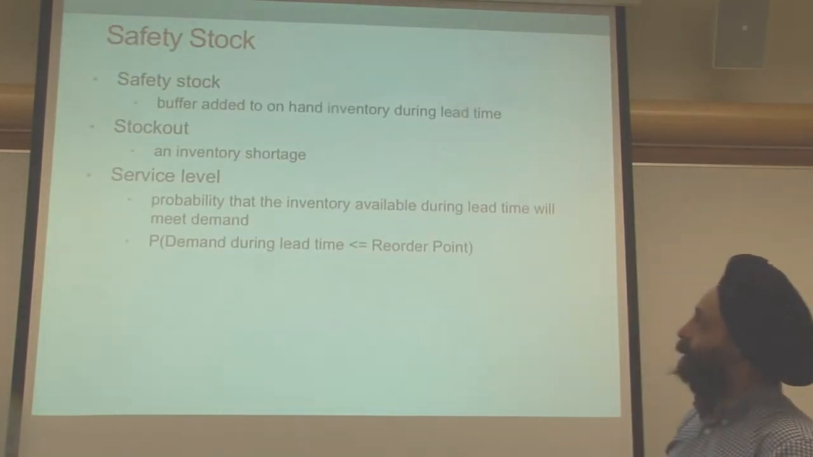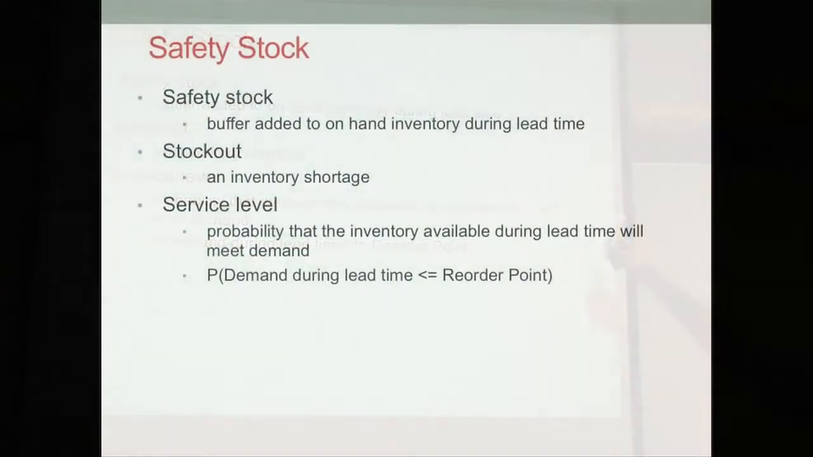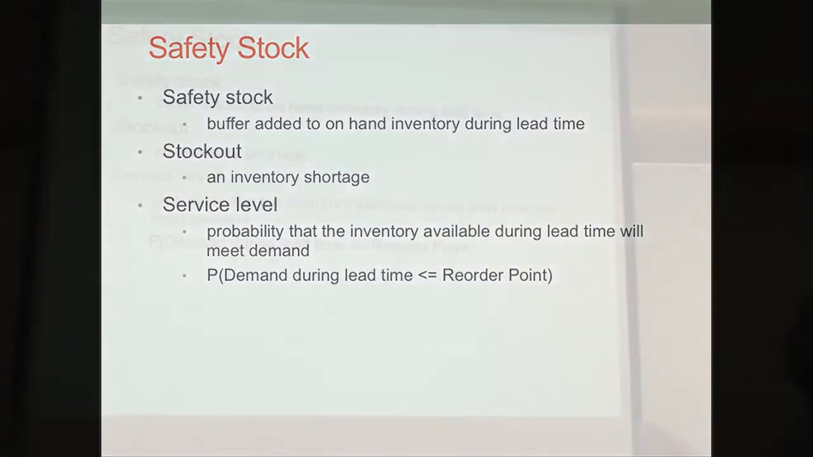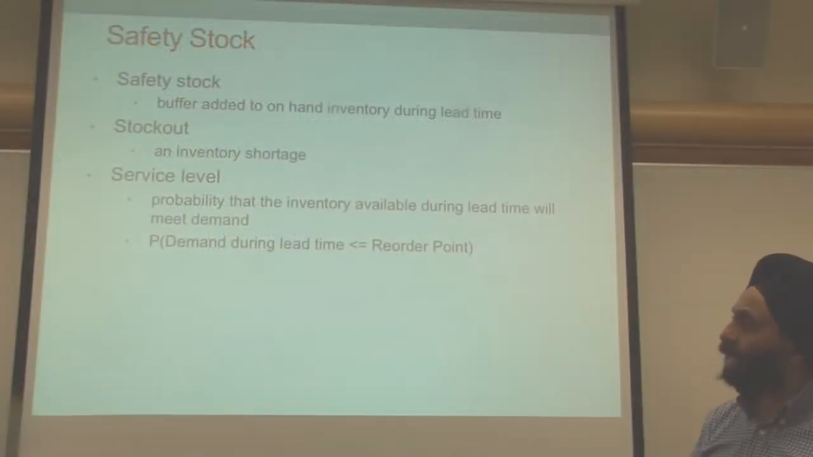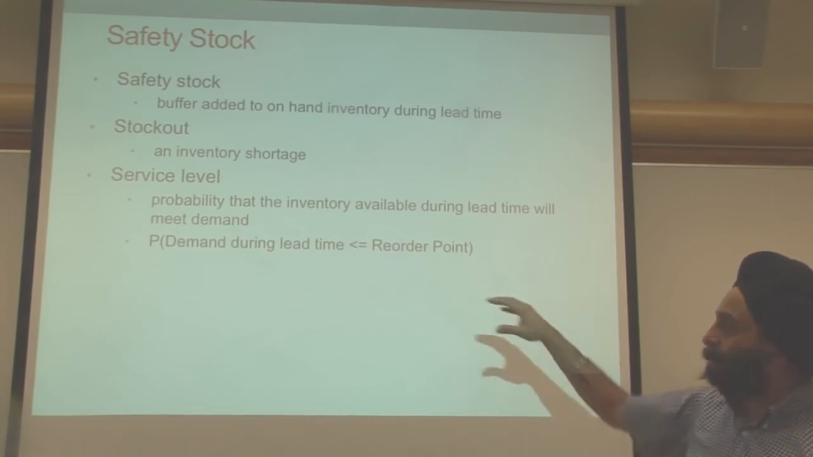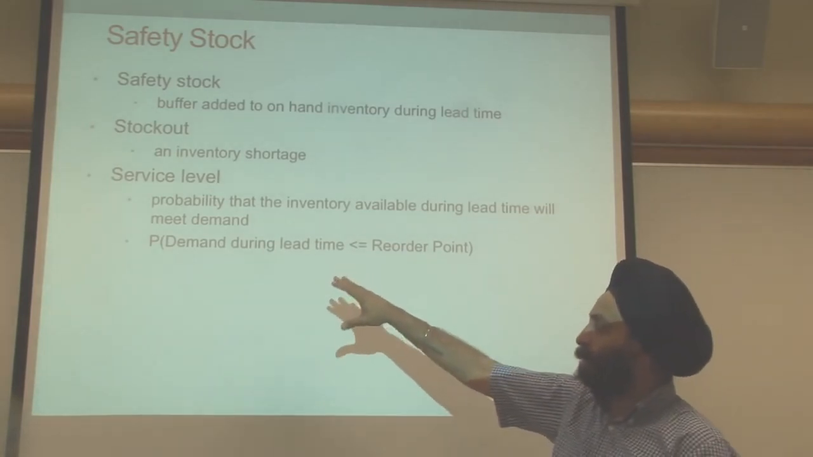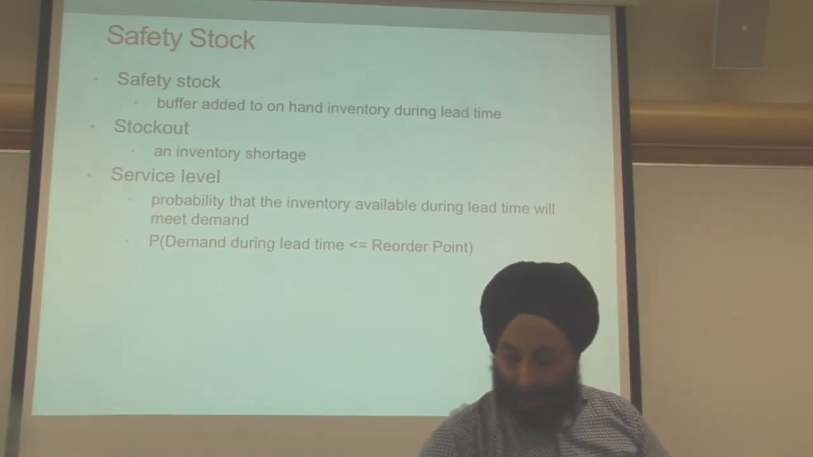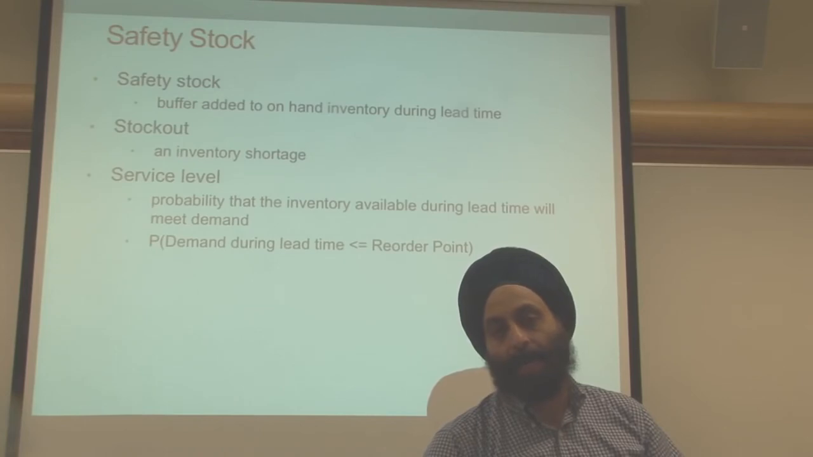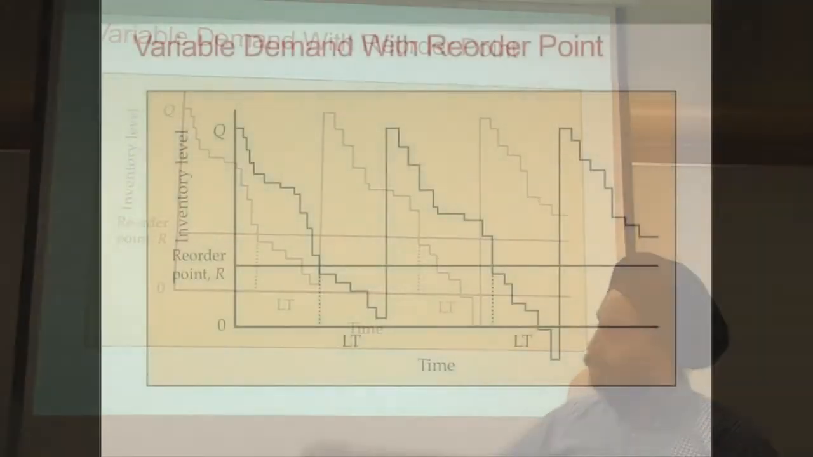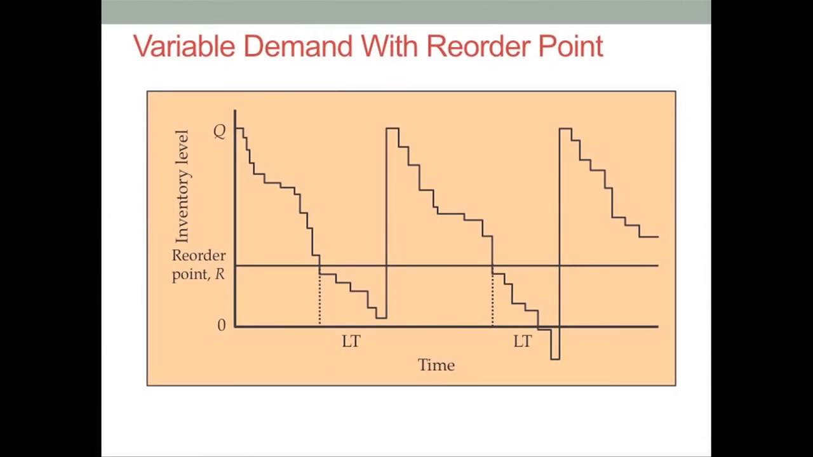Safety stock is a buffer added to on-hand inventory during lead time, as I mentioned, and a stockout is a shortage. Another consideration is the service level: the probability that the inventory available during lead time will meet demand. Typically you want the probability that demand during lead time is less than or equal to the reorder point. That is a consideration when demand is not constant, in a variable demand environment.